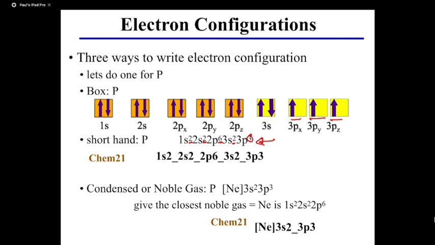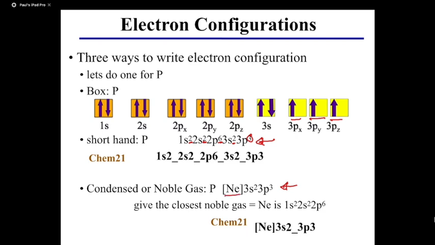Now, that's even long. And so a lot of times what we'll do is this. This is the shorthand called the noble gas configuration. What we say is, all right, you use a bracket and you say, okay, this atom looks exactly like neon.